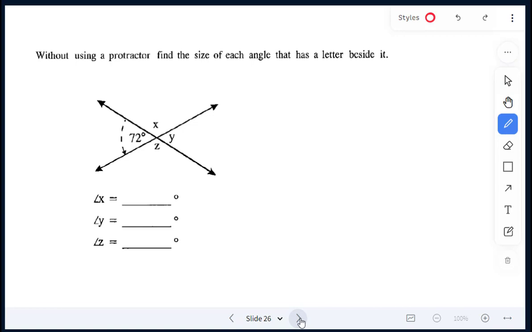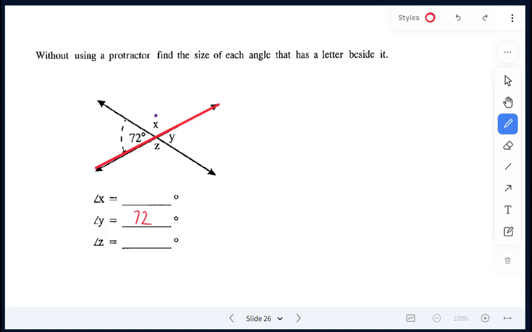Okay, so this next example is looking at that concept that we talked about, opposite angles. So we have two lines that are intersecting at the same point. So we can use what we know about opposite angles to figure out our angles X, Y, and Z. Okay, so we figured out that angle Y is 72 degrees because they are opposite angles.